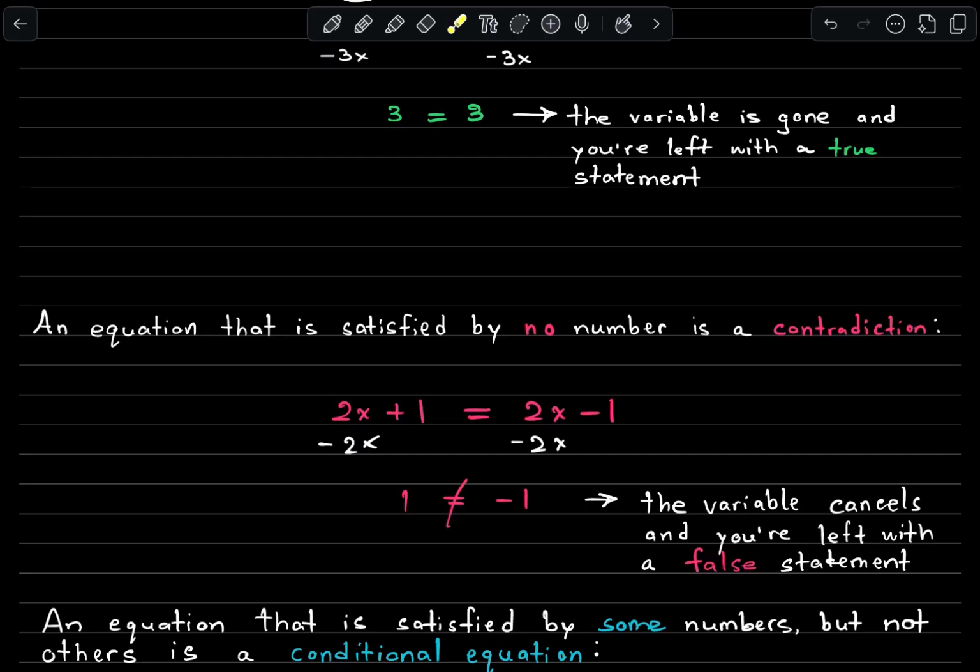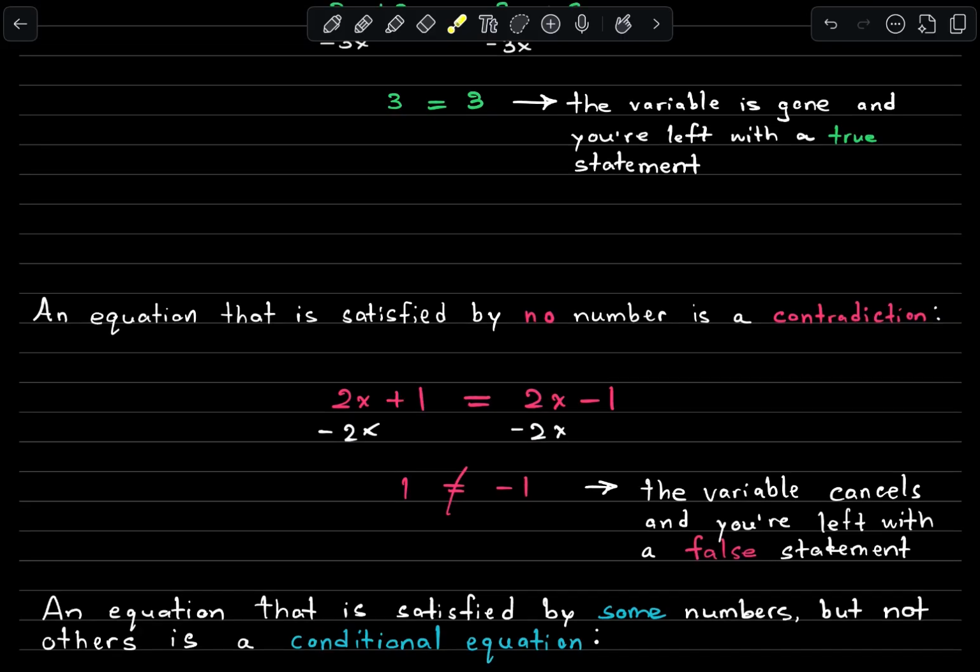And the last kind is an equation that's satisfied by some numbers, but not others, and this is called a conditional statement, or conditional equation, I should say. And that's basically what we've been dealing with until now.